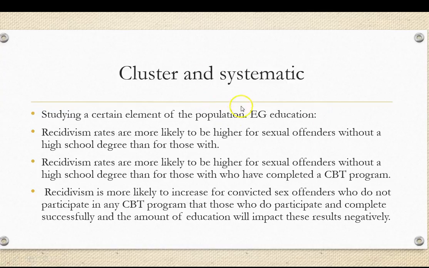So let's say that recidivism rates are more likely to be higher for sexual offenders without a high school degree than for those with. Well, that tells us we need to put them into a cluster, and we need to systematically pull them out so that we have those that have had a high school degree and those that haven't. Now, we can get a little bit more complicated and say recidivism is more likely to increase for convicted sex offenders who do not participate in any program than those who do participate and complete successfully, and the amount of education will impact these results negatively.